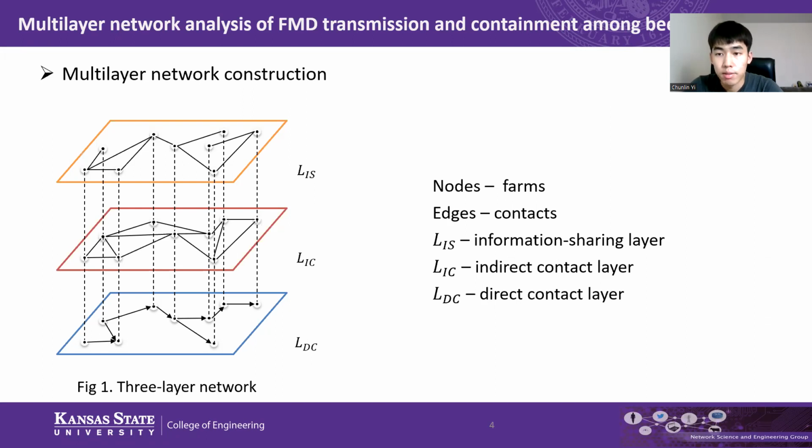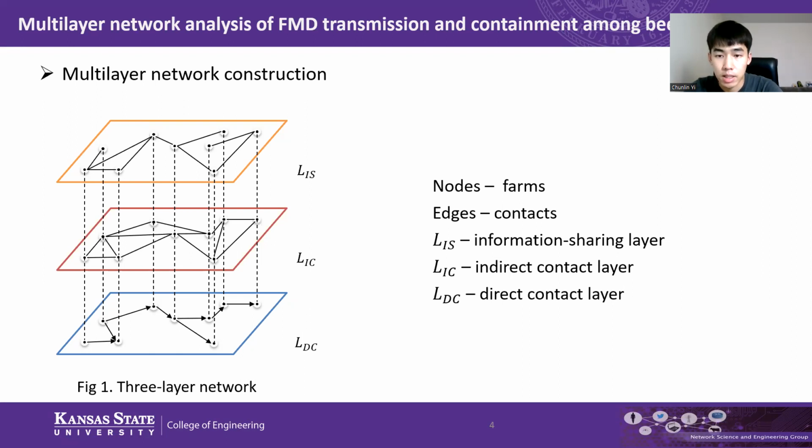Figure 1 shows the three-layer network. The nodes linked by the dashed line between different layers represent the same farms. The edges within the same layer represent the contacts. In our work, these three layers stand for the information sharing layer, indirect contact layer, and direct contact layer.